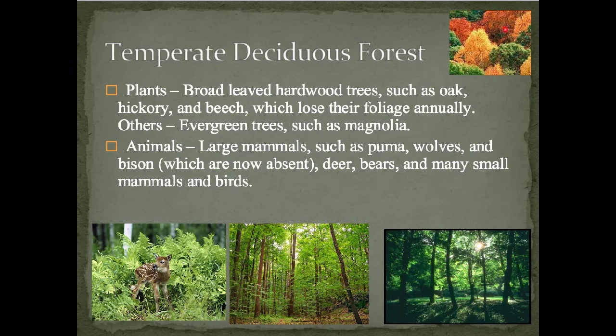Said seasonality changes. Now, we don't really get to see the seasonality and the seasons changing with the colors of the leaves here in Florida, but as you go north in the United States, you can see this. Some of the common plants are broadleaf hardwood trees, such as oaks, hickories, beeches, those that lose their foliage annually. They go through this color change and then they lose their leaves. Others are like evergreen trees and magnolias.